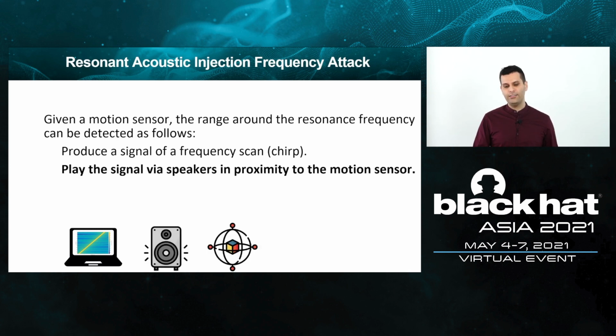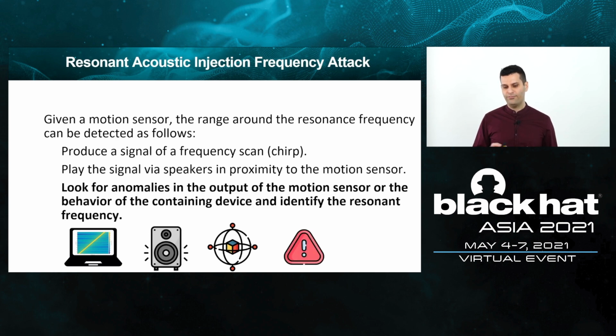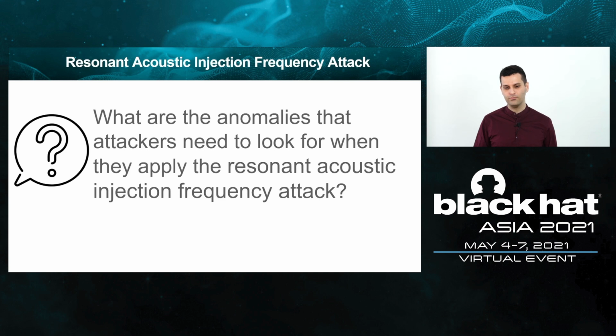The next thing they need to do is to play the signal via speakers in proximity to the motion sensor. Finally, they need to look for anomalies in the output of the motion sensor or the behavior of the containing device and identify the resonant frequency based on these anomalies. So what are the anomalies that attackers need to look for when they apply the resonant acoustic injection frequency attack?